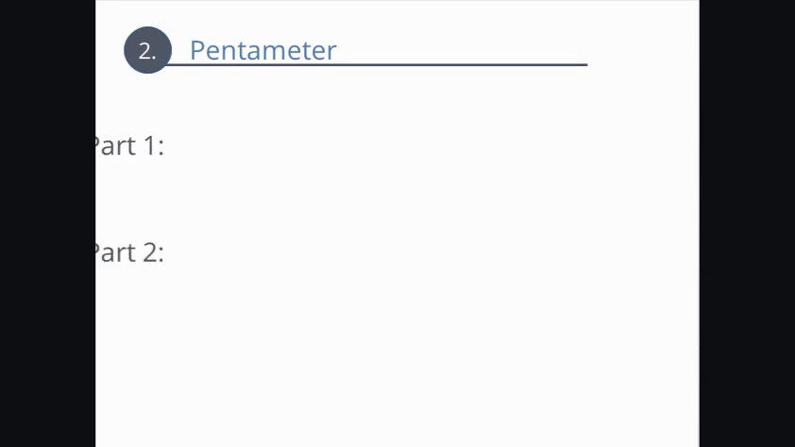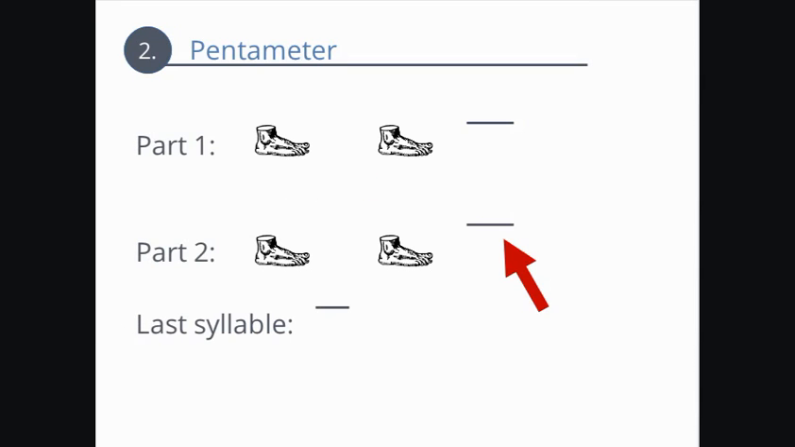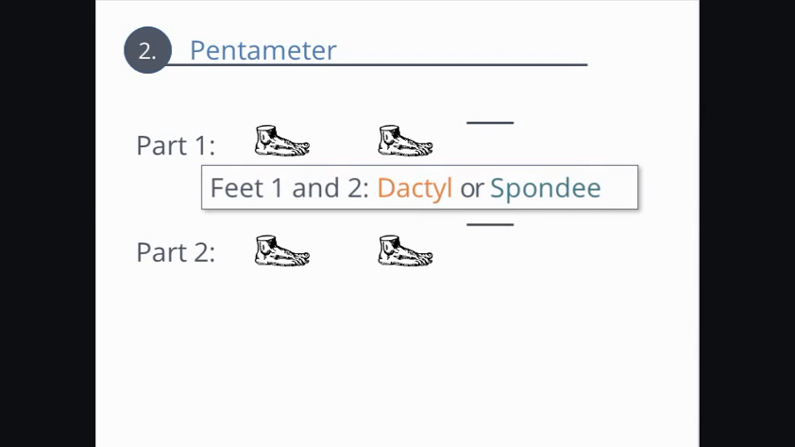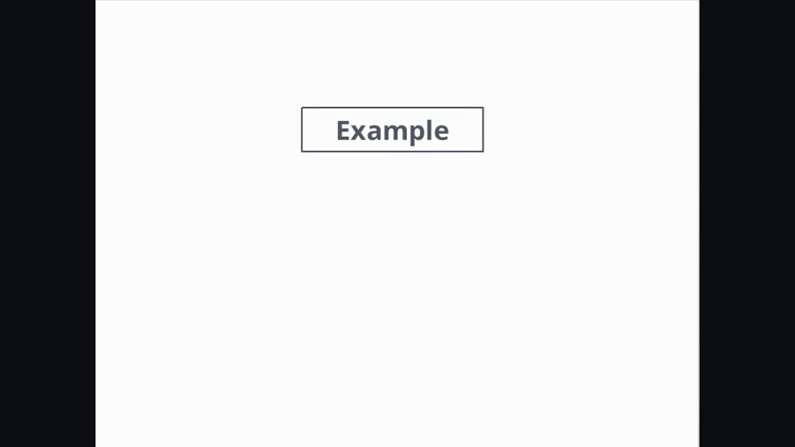The line of pentameter is divided into 2 parts of equal length. Each part contains 2 feet and a long syllable. As in dactylic hexameter, the last syllable of the line can be long or short, but it is treated as long because of the pause in between verses. In the first half of the line, the 2 feet can each either be a dactyl or a spondee. In the second half, they must both be dactyls.